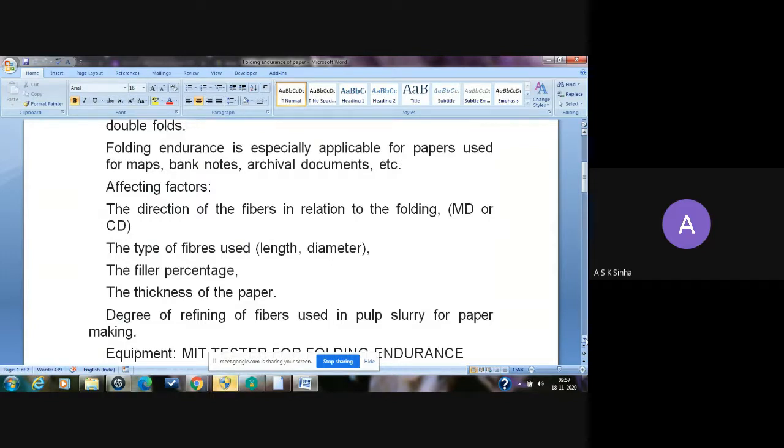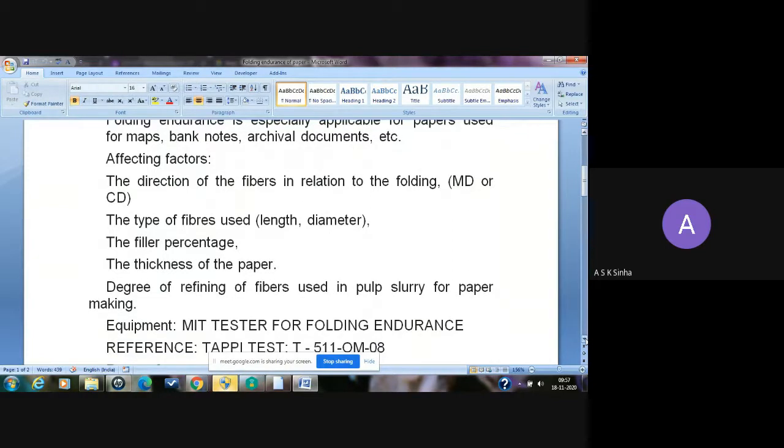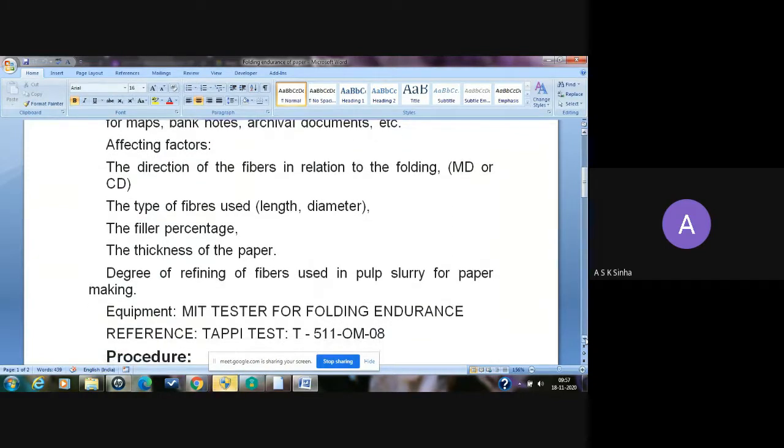And next is archival documents. Again, archival documents are used for a very long time. So they should have high folding endurance to have a good life, and should not break after storing for 50 or 100 years. So that's why we are required to have very high strength in terms of folding endurance.